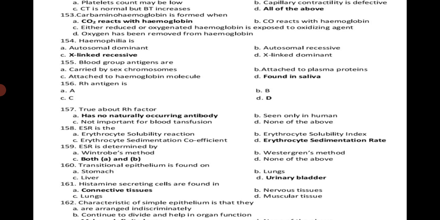Normally, the BT, that is bleeding time, is 2 to 7 minutes, and CT, that is clotting time, is 8 to 15 minutes. In purpura, platelet count may be low, CT is normal but the BT increases, and capillary contractility is defective. So all of the above occur in purpura. So option D is the answer of this question.